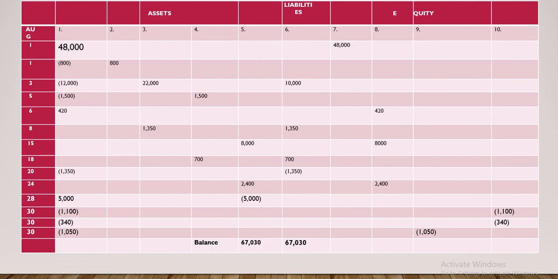Here it is. From August 1 to 30. So the assets is 67,030, and the liabilities plus owner's equity is equal to 67,030 pesos. So they are balanced. Okay, get your calculator and try adding, subtracting all the entry given.